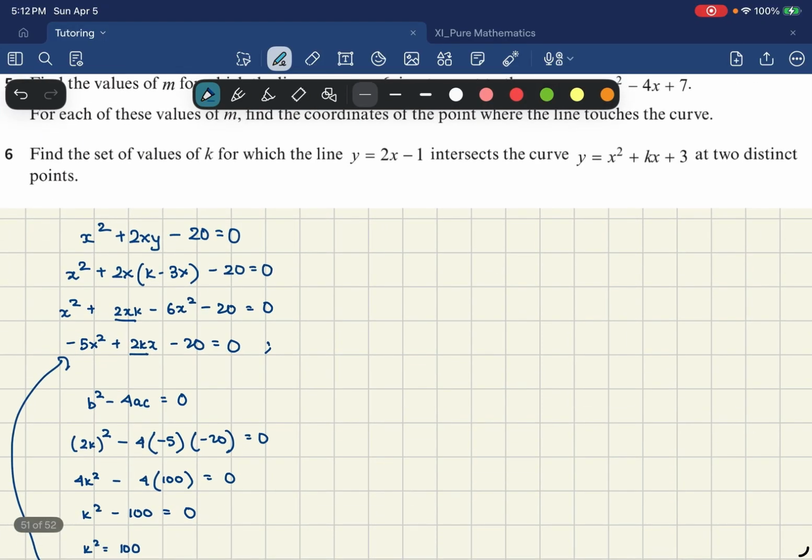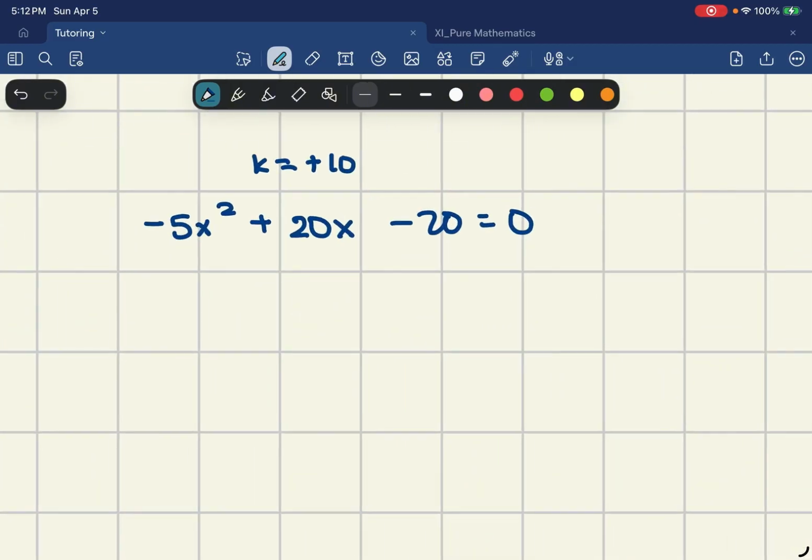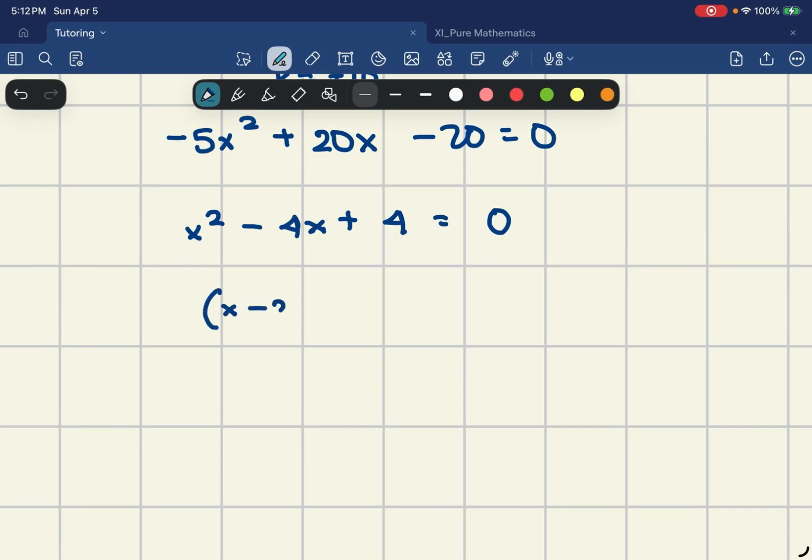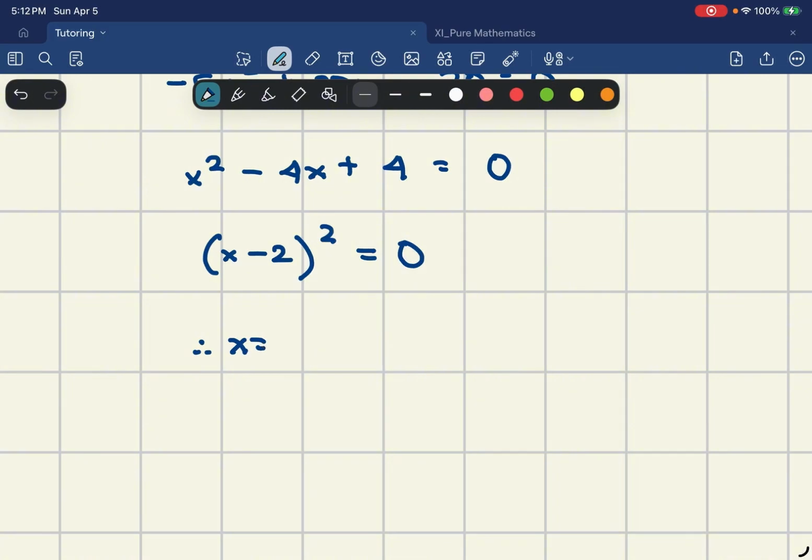All right, so we just substitute k here. So for k is positive 10, we have minus 5x squared plus 20x minus 20 is equal to 0. If I divide each term by negative 5, I get x squared minus 4x plus 4 is equal to 0. And this is just x minus 2 whole squared. So therefore, x is positive 2 in this case, right?